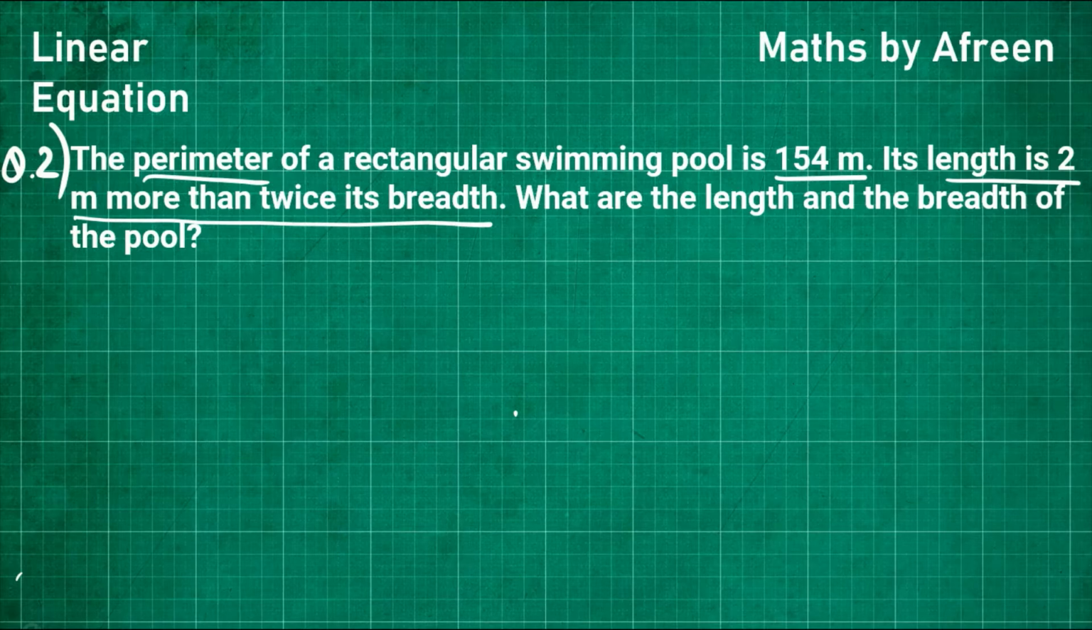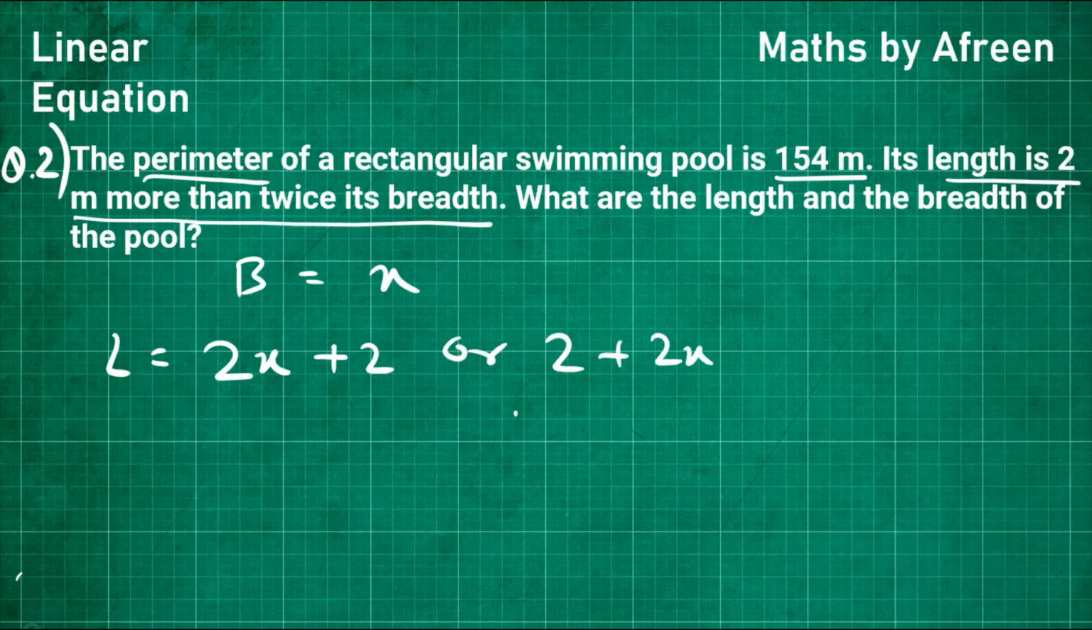So let the value of the breadth of the rectangle be x. If we are taking breadth as x, then we will write the value of L in terms of breadth only. They are saying twice its breadth, twice its breadth is 2x. And they are also saying 2 meter more. That means 2x plus 2, or you can say 2 plus 2x. It is one and the same thing.